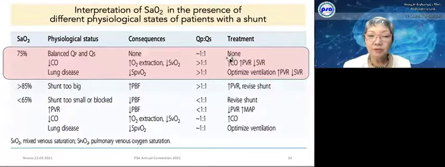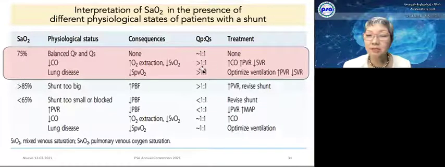But should there be a decreased cardiac output, a hypotension, then there's need for more oxygen extraction by the tissues. And this is reflected if we do venous oximetry, the mixed venous oxygen tension will be low. And at 75% with this physiological status, that only means that we have greater QP:QS. And so the treatment to be done is improve on the cardiac output with an inotropic agent and improve on the relationship of the PVR and SVR as shown here.